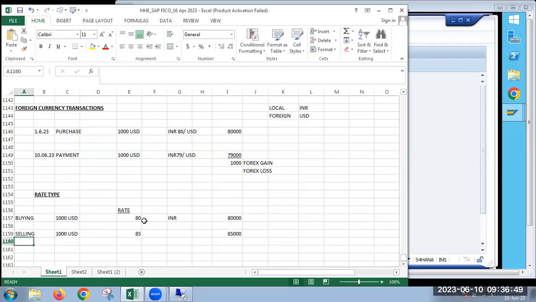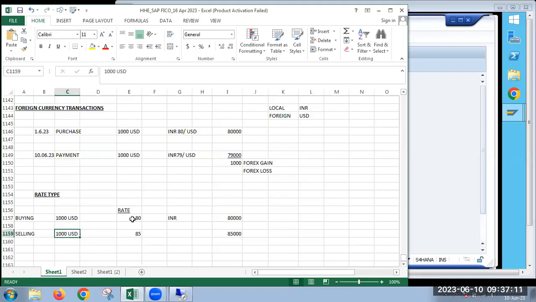Okay, so this is the buying rate for the bank, and this is the selling rate of the bank. Every day we can have a different rate like this. Based on the buying rate, the bank has provided us 80,000, and based on the selling rate, the bank has taken 85,000 from us to pay us $1,000.